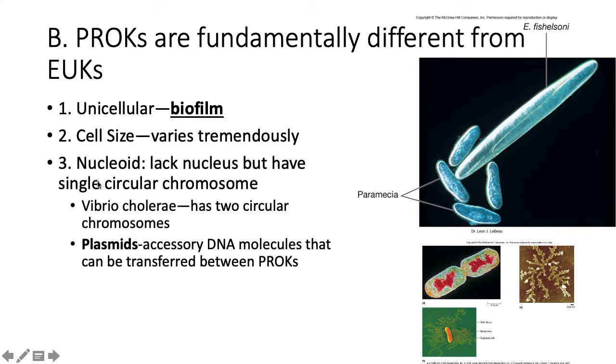Nucleoid: they don't have a nucleus, but they do have a single circular chromosome that sits in the cytoplasm of the cell. There are some exceptions, like Vibrio cholerae, which I discussed with viruses. They have 2 circular chromosomes, and they can also have a plasmid, which is an accessory DNA molecule that can be transferred between different prokaryotes.